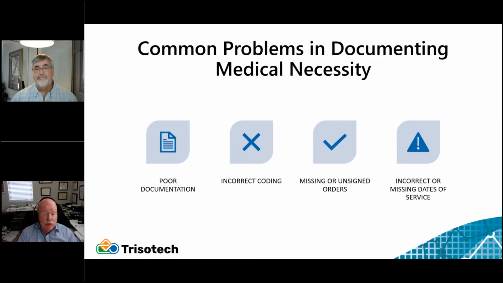And many of the problems that people find during documentation are due to human error. There's poor documentation or no documentation, incorrect coding, missing or unsigned orders, and then incorrect or missing dates of service or dates that don't correlate with other findings in the chart. And so next slide, please.